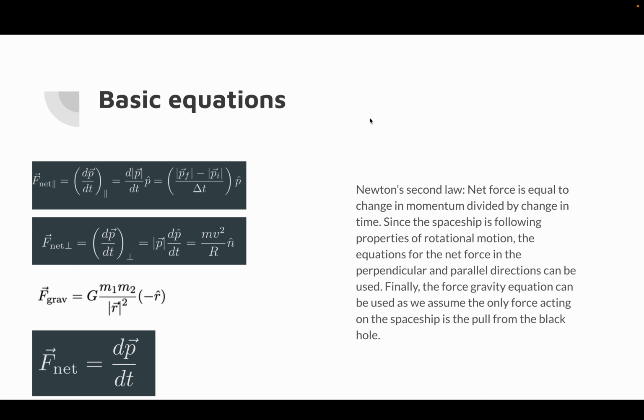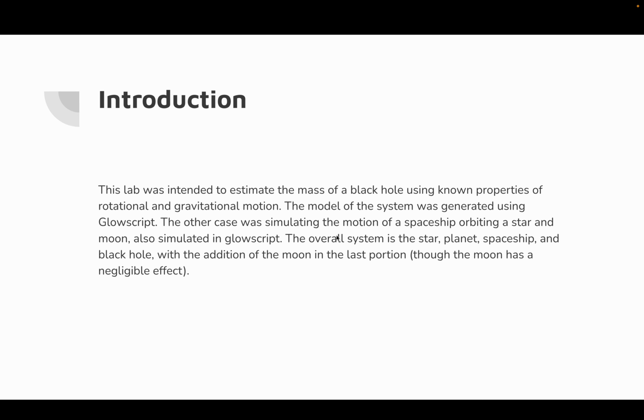So some basic equations: Newton's second law, net force is equal to the change in momentum divided by the change in time. Since the spaceship is following the properties of rotational motion, the equations for net force in the perpendicular and parallel directions can be used. We can also use the force-gravity equation because we assume that's the only other force acting on the system. And on the previous slide, the moon will have an effect on the second part, but not on the first part.